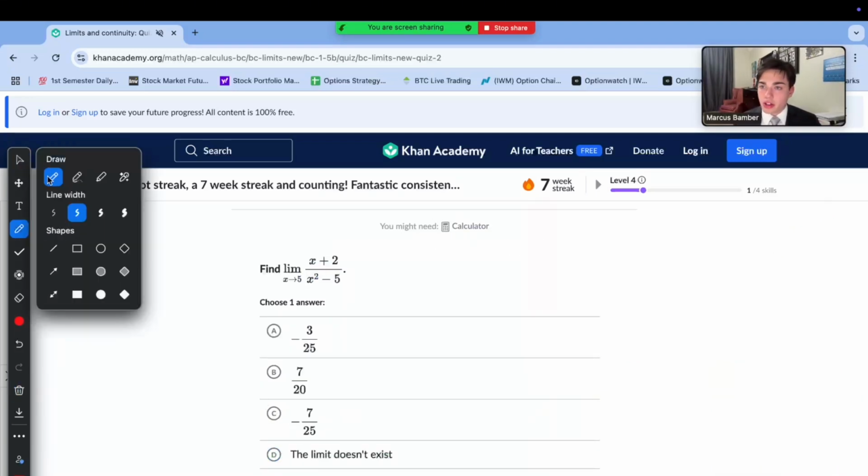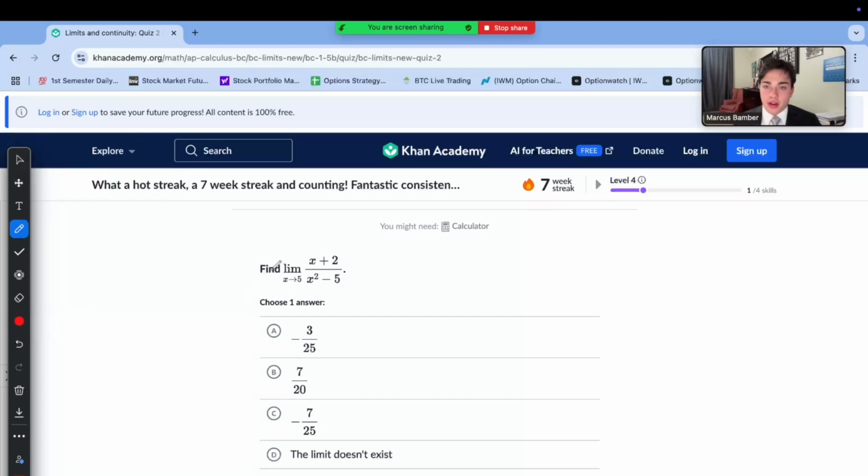Okay, we're dealing with a rational function here. Find the limit as x approaches positive 5 of x plus 2 divided by x squared minus 5. What we can do here is direct substitution. We always want to attempt that when we first start out with these questions. Let's try it in our denominator, because that's where any discontinuities will form if our denominator is equal to 0. We substitute in 5 into our denominator. We get 25 minus 5, which is equal to 20.